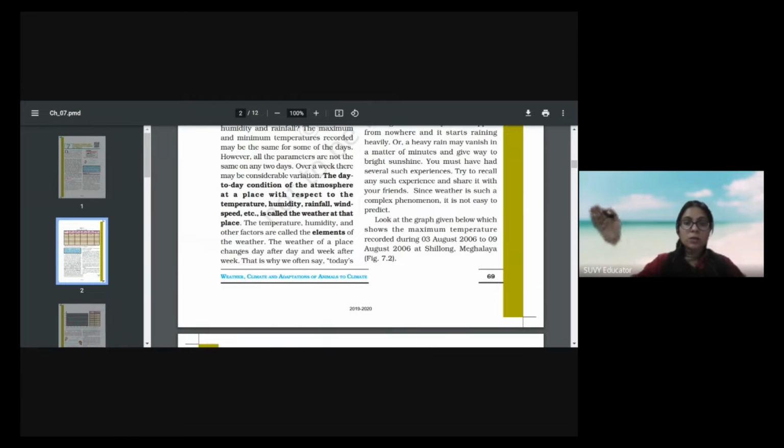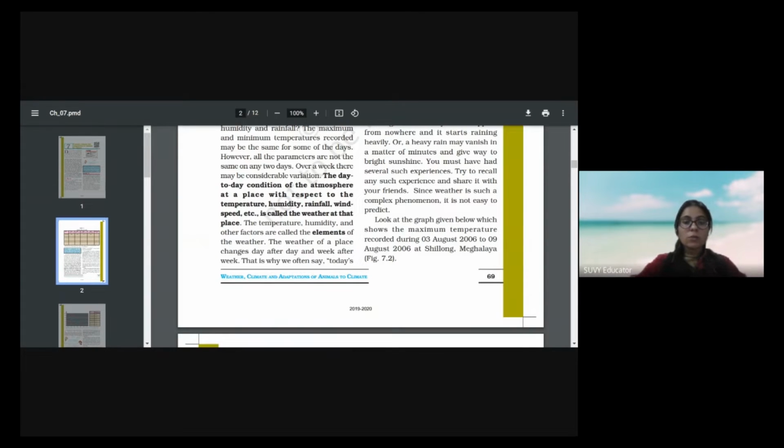Okay. The temperature, humidity, and other factors are called the elements of the weather. So what are these? The temperature, humidity, rainfall, and wind speed. These are called the elements of the weather. So if in your exam a question is asked about the elements of the weather, they will be temperature, humidity, wind speed, etc.